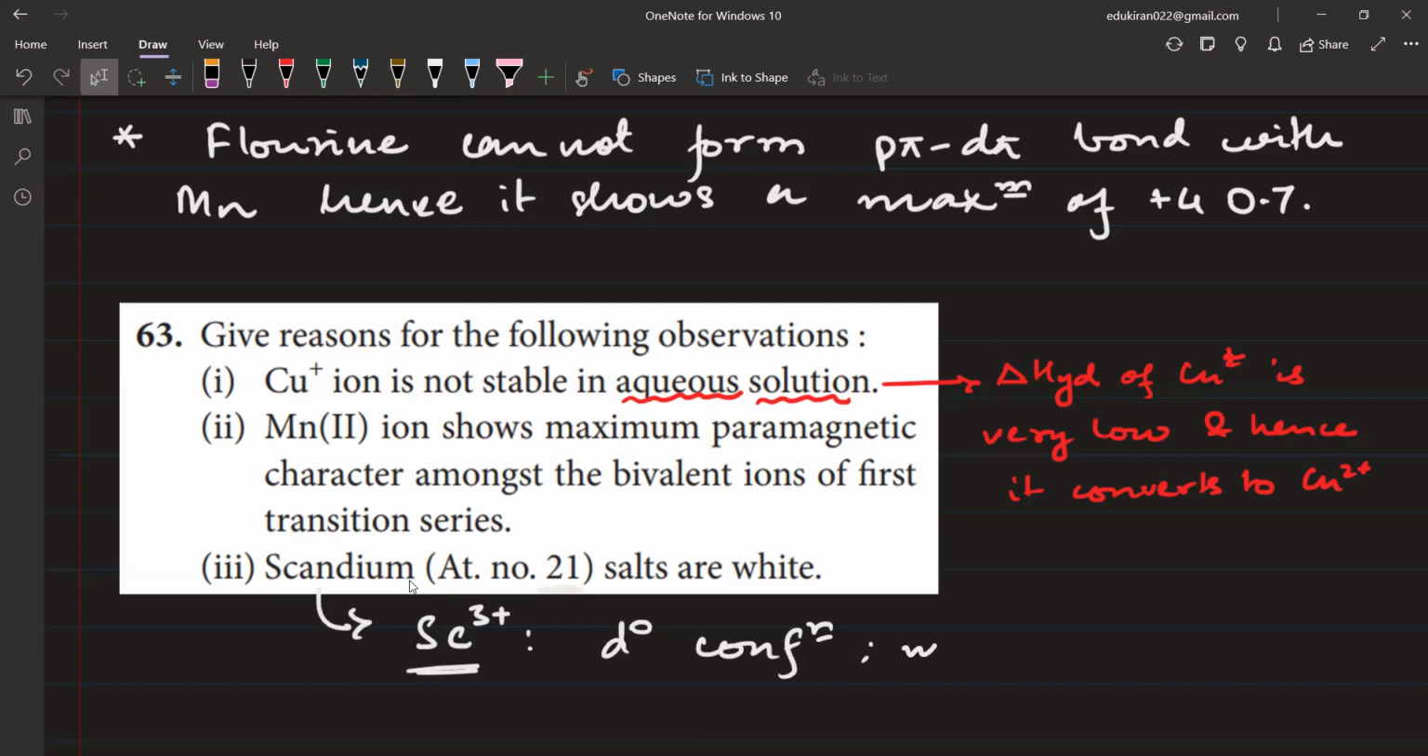It shows only Sc3+, and in Sc3+ you are going to have d0 configuration, है ना? No unpaired electrons. ठीक है. So whenever you are seeing that if something is white, something is not showing color, there is no unpaired electrons and therefore no d-d transition. Okay, d-d transition will not be there, and that is why they are not going to have color.